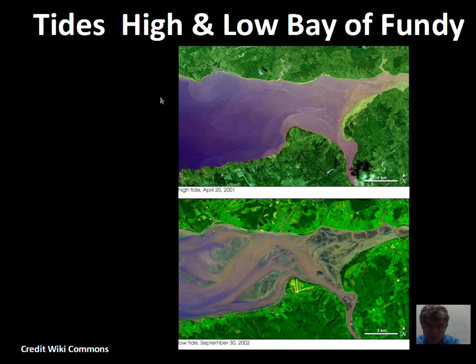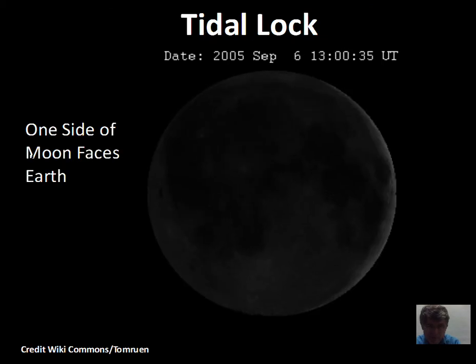From overhead view, again at high tide, water filling in here. At low tide, a lot of water has drained out, and you can see more of the kind of delta regions that are present there.